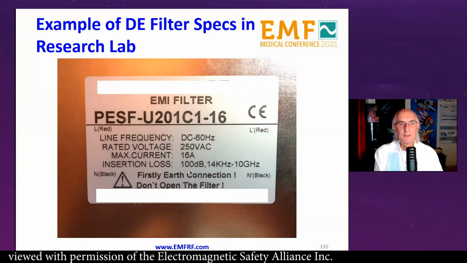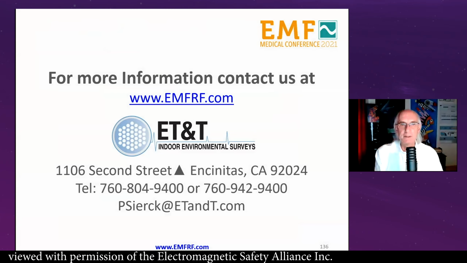And you can see, for example, that it says here that it has a dB rating of 100. So it reduces by 99.99999% of the field which was there, and it filters out from 14 kilohertz to 10 gigahertz. So those are the specifications you may want to look at if you're looking at a filter.